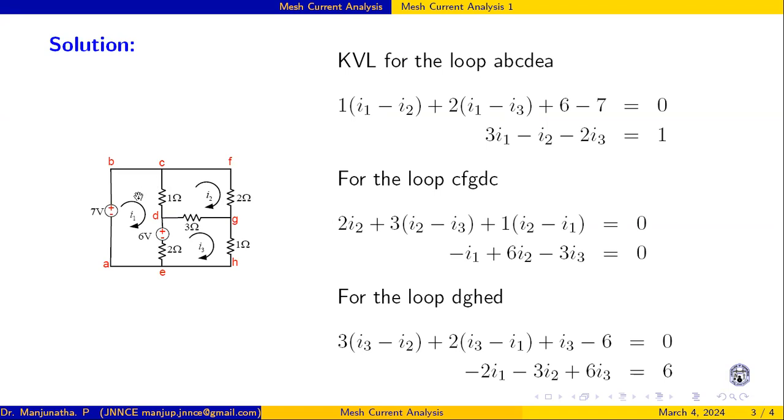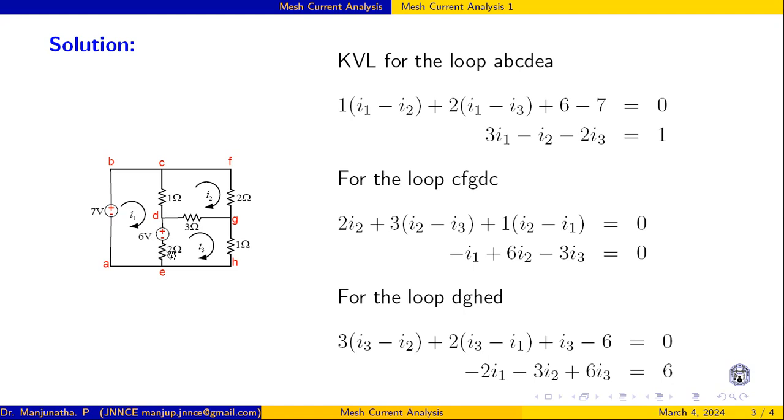Coming to the first mesh, how to write the mesh equations here. Here there is a 1 ohm resistor, a 2 ohm resistor, and three batteries. In this 1 ohm, I1 and I2 both are flowing. Because I have taken the directions, first I am writing mesh 1, and I1 and I2 are opposite here. So I have taken it as I1 minus I2.